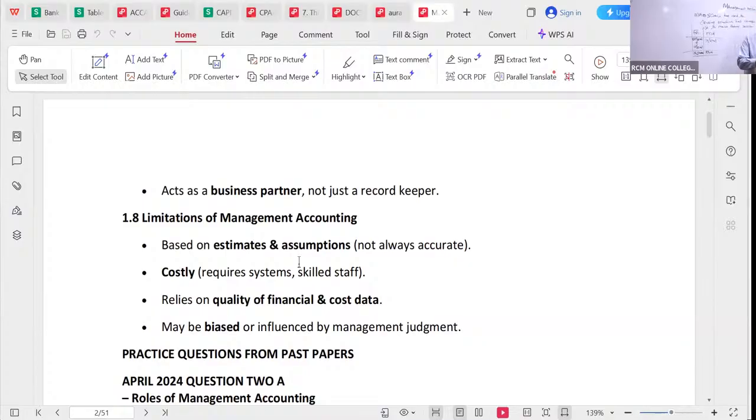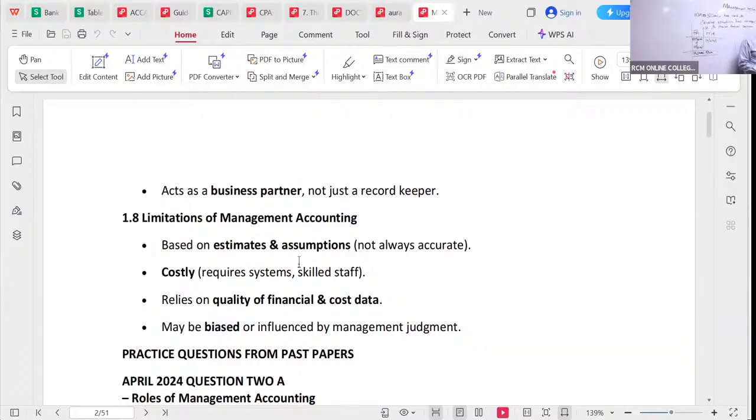So it is a subject, a discipline that is quite costly. It requires systems and skilled staff. It relies on quality of financial and cost data. So if your financial data is not of high quality, then the management reports cannot be okay. They cannot be okay.